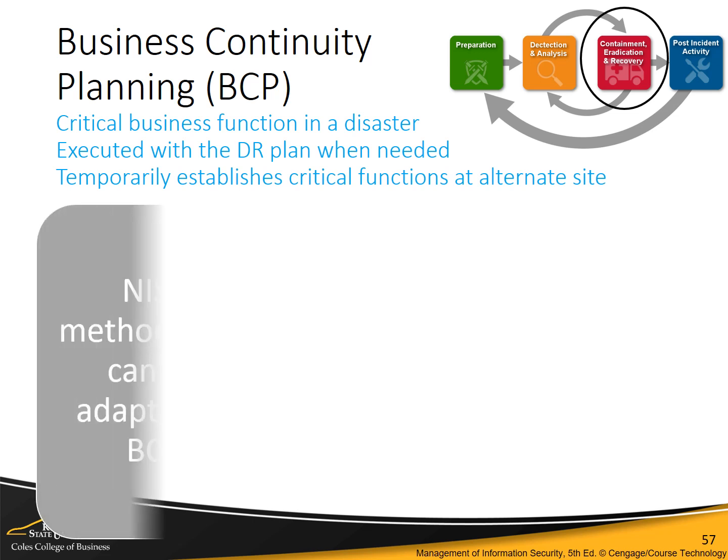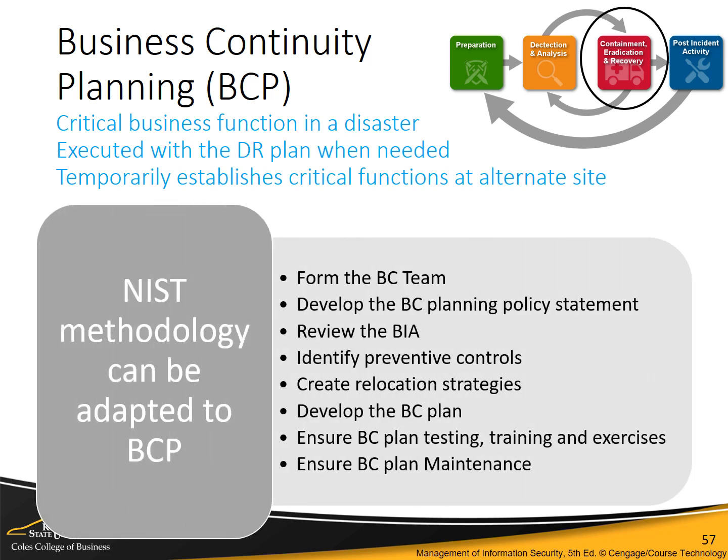Steps include: form the business continuity planning team, usually selected from a diverse group of people with knowledge of the business and talents needed to support business continuity. Develop the business continuity policy statement. What's the purpose of the team? Review the business impact analysis. What areas do we need to analyze to ensure business continuity? Identify preventive controls. What do we have in place already to support business continuity?